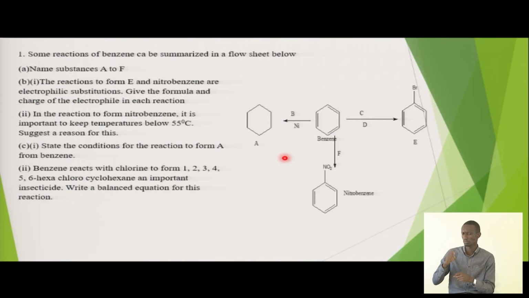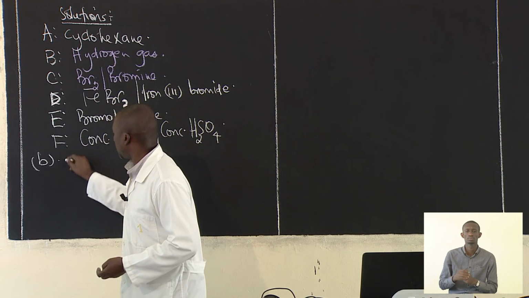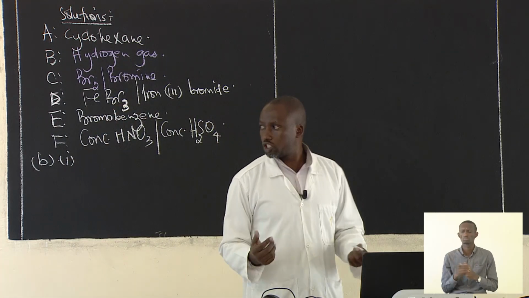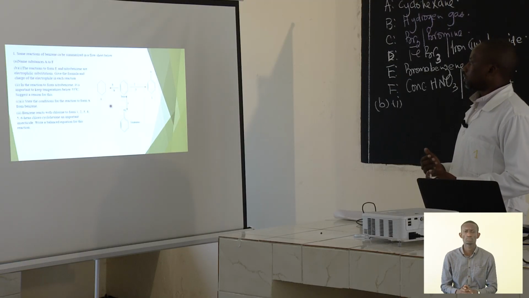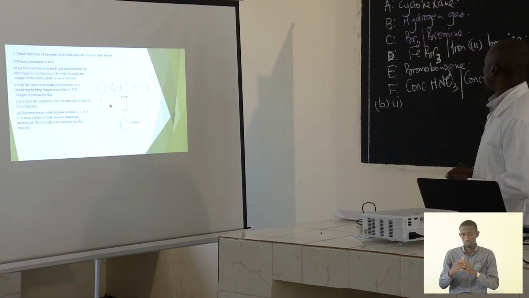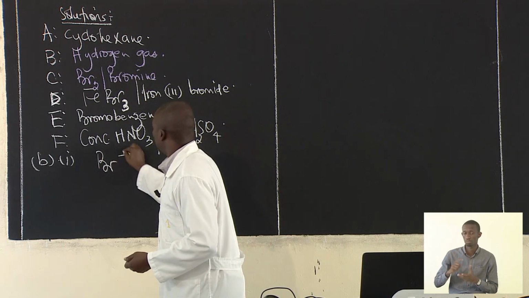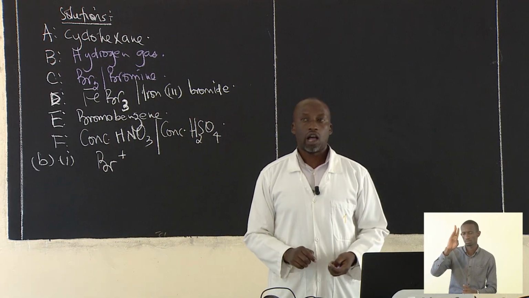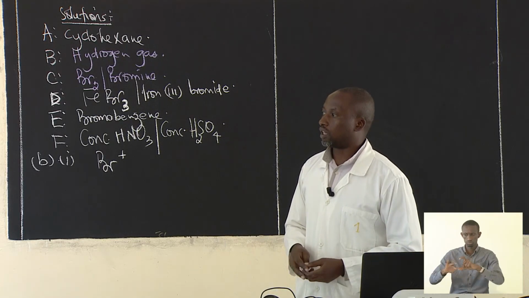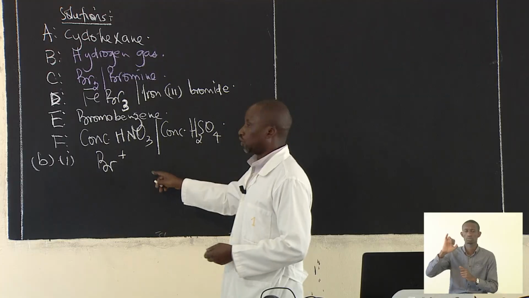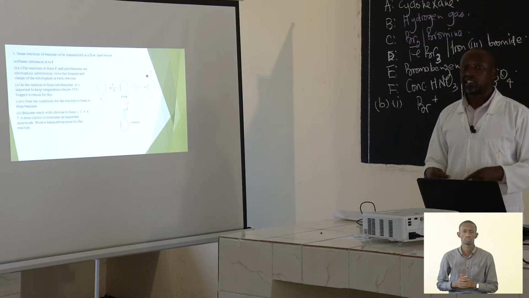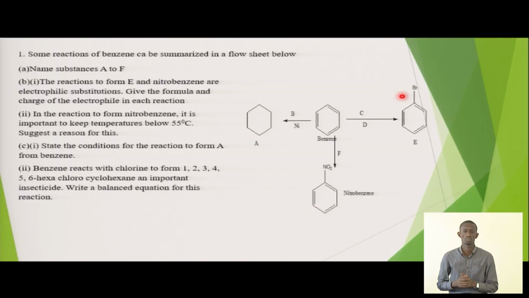Give the formula, that is part B. Part B, Roman 1. What is the formula of that species? The formula of the charge of the electrophile in this case. Because we see the substitution, this is bromine. So the bromine has to be substituted. So this is the formula of the electrophile. The charge on the electrophile has to be positive. Electrophiles are positively charged always.